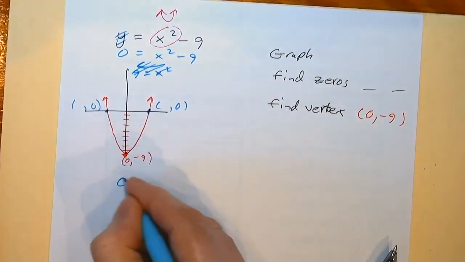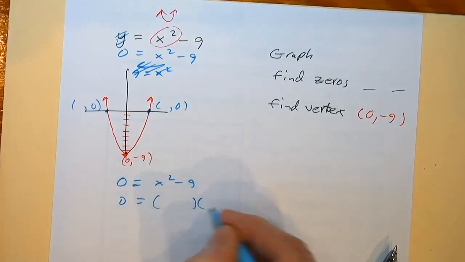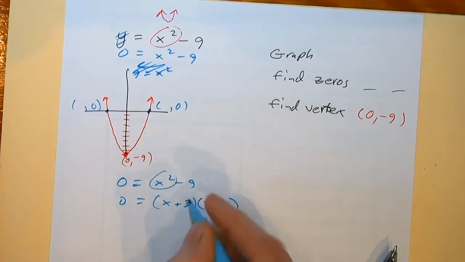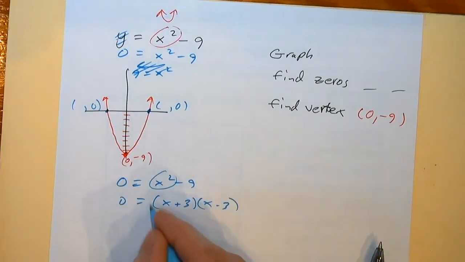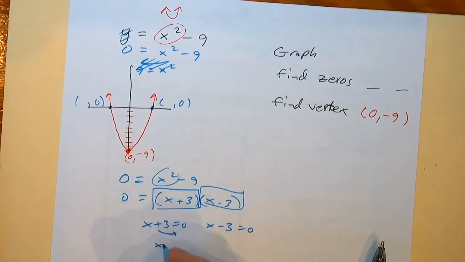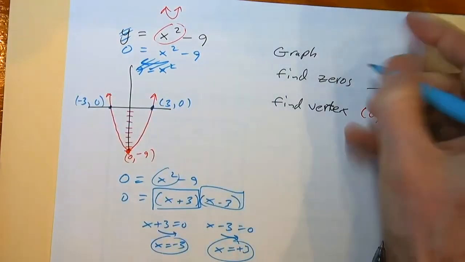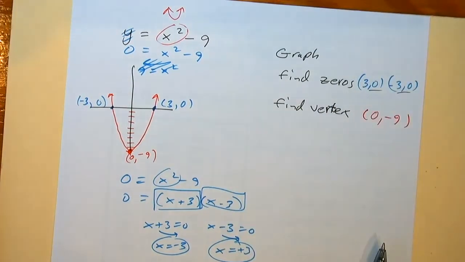Let's try factoring it. I'll go down here. As long as this is 0, you can do this. We'll factor it, x and x, plus 3, minus 3. 3 times 3 is negative 9. And then you get your 2 baby problems. This one and this one. What plus 3 is 0? What minus 3 is 0? There's your 2 problems. This one, negative 3. This one, positive 3. So this must be 3. This must be negative 3. You're going to say the zeros are 3, 0 and negative 3, 0. Doesn't matter which one you tell me first.